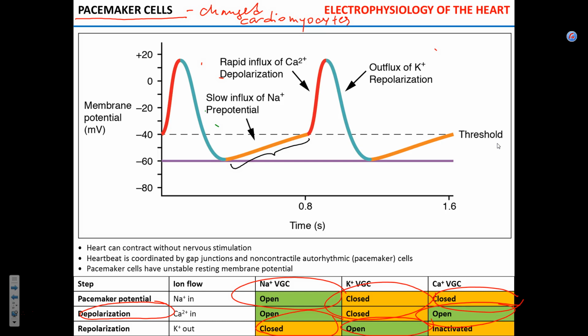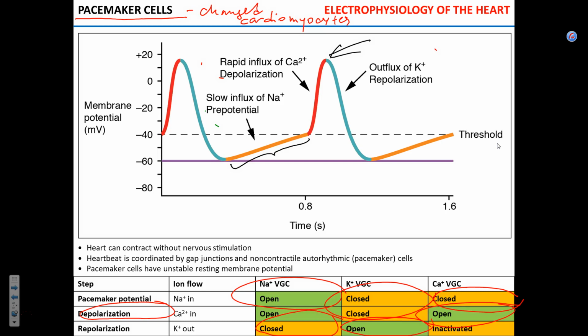So slow sodium influx facilitates the pacemaker potential. When the pacemaker potential reaches threshold, which channels open? Calcium. Fast or slow? Fast. Calcium flows where? Into the cell, causing what? Depolarization. At the peak, right here, calcium channels close, sodium channels close, potassium opens, potassium gets out of the cell, leading to repolarization.